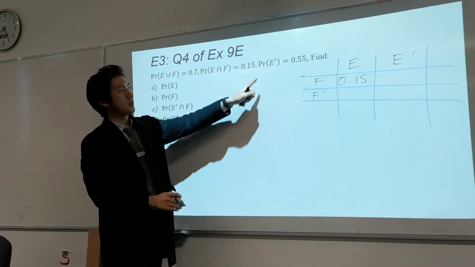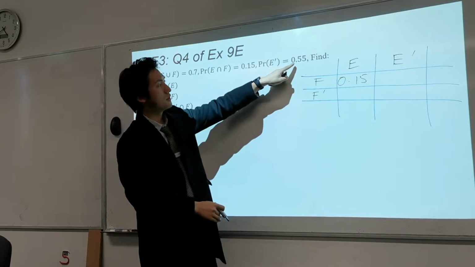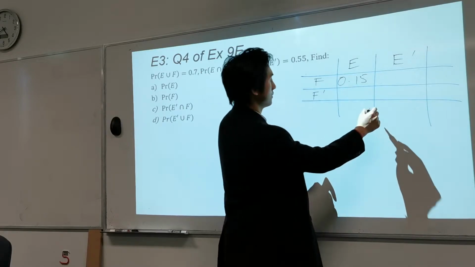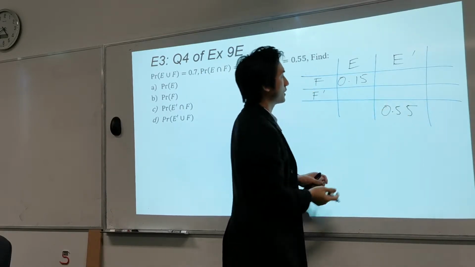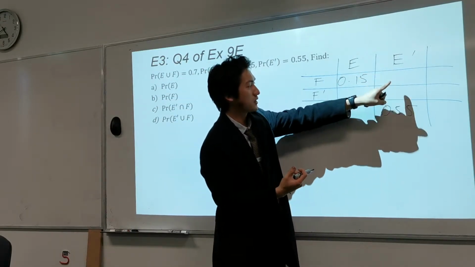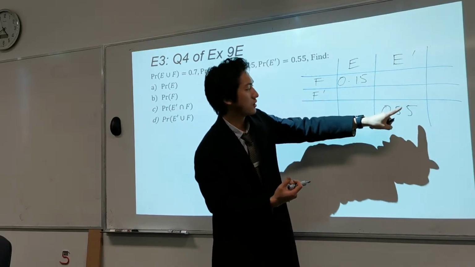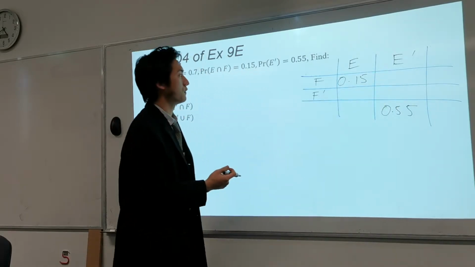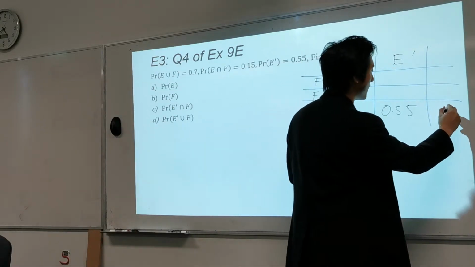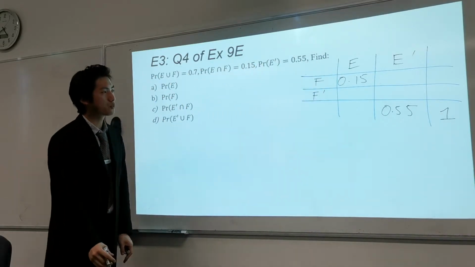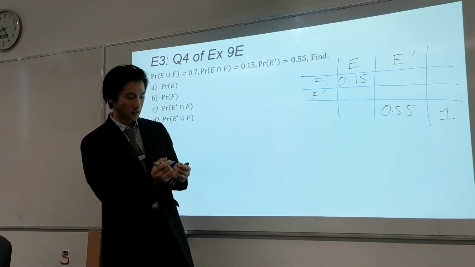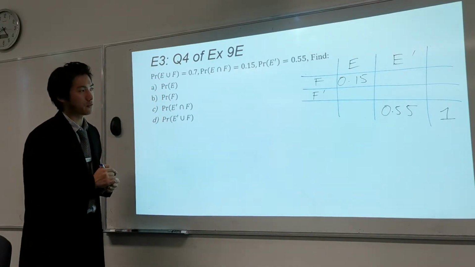What else? Well, I know that the complement of E is 0.55, and that'll go right down here at the bottom, 0.55. That's told us the probability of the complement of event E without being explicit about F or not F yet. So the total probability of not E is 0.55. What else? We know that all of the probabilities must add up to 1. And there's really no more to fill based on the information given in the question. So let's derive some of the other values.